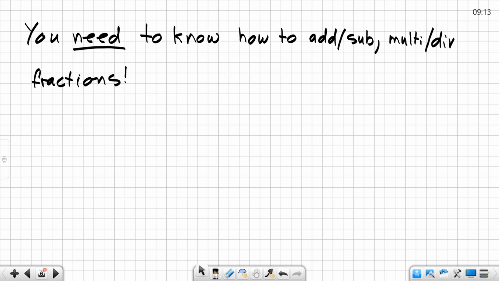So the moral of the story is you need to know how to add, subtract, multiply, and divide fractions. If you need a reminder on this, go back and look it up. You need to know how to do these. Adding and subtracting, you need to have a same denominator. If you don't have it yet in the beginning, then you need to manipulate them.